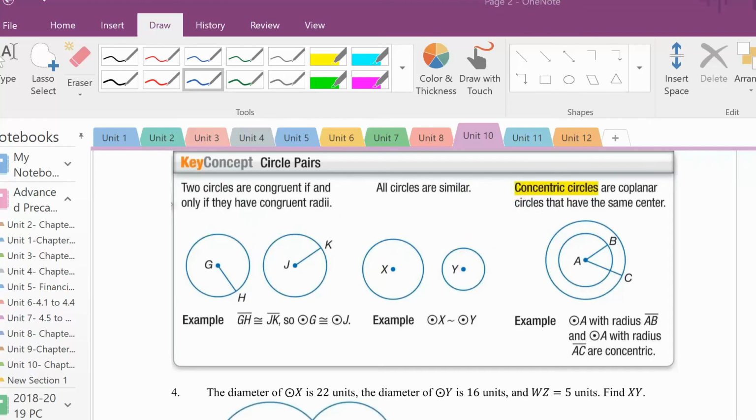Circle pairs. So 2 circles are congruent if and only if they have congruent radii. All circles are similar no matter what. And concentric circles are circles that are in the same plane that have the same center.